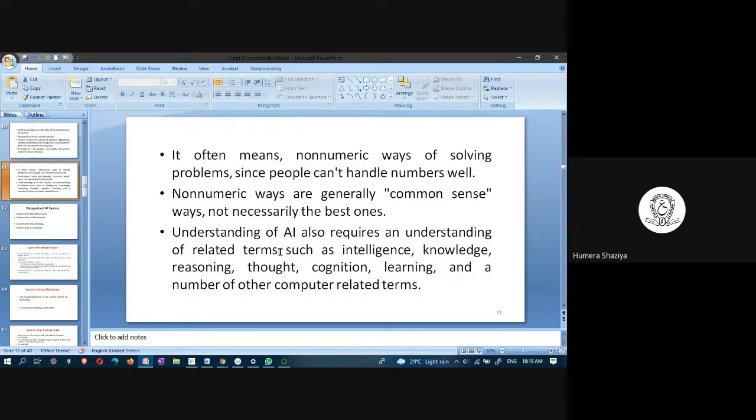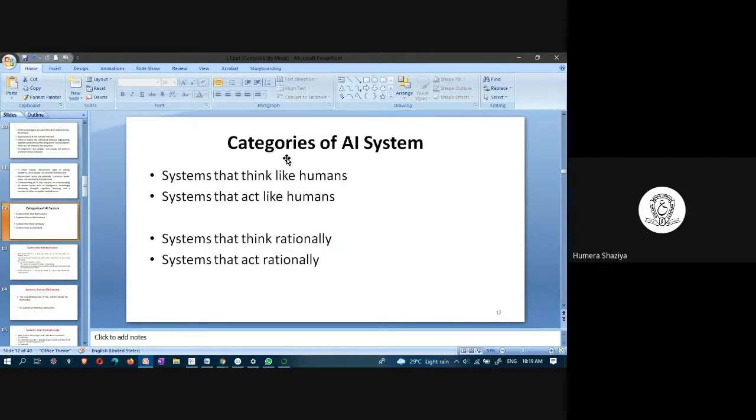Essentially, an AI system works on numbers only, but on top of that, it should be able to understand all that humans understand. Categories of AI system: a system that thinks like humans, that acts like humans, that thinks rationally, that acts rationally.